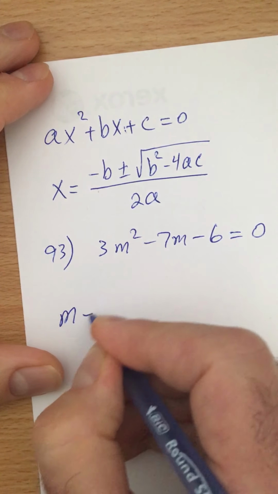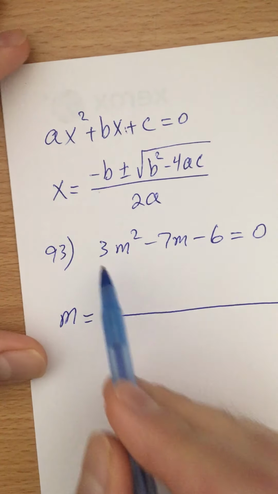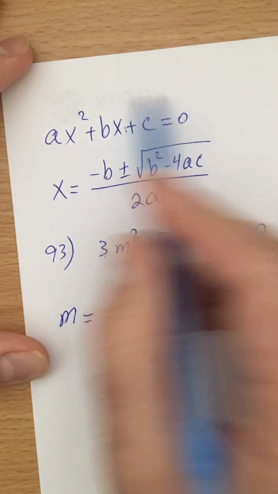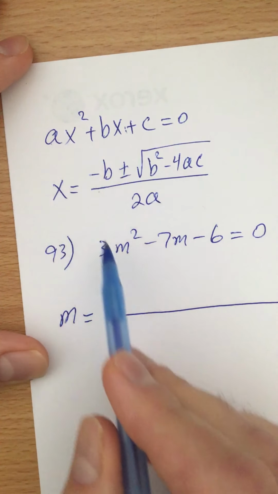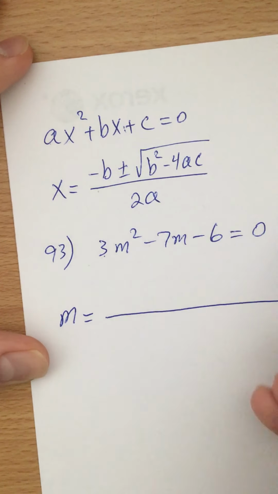So m equals. Now, what is my a? What is my b? What is my c? Well, a is my leading coefficient. If your equation is in this form, then a is your 3. B is negative 7, C is negative 6. So just plug them in.